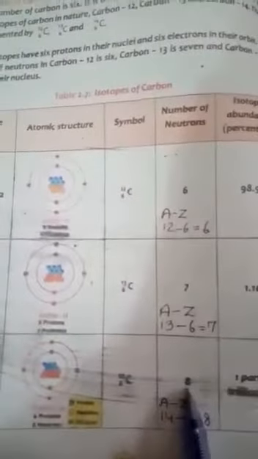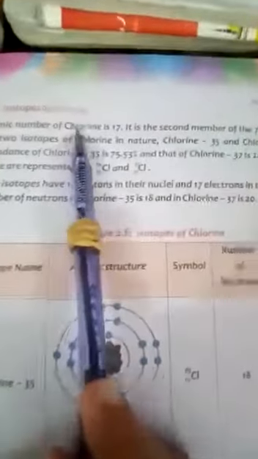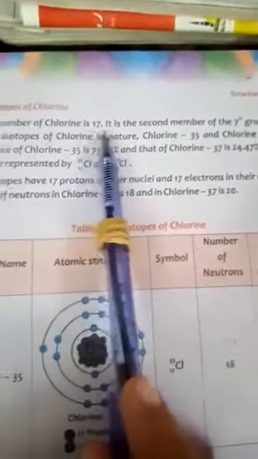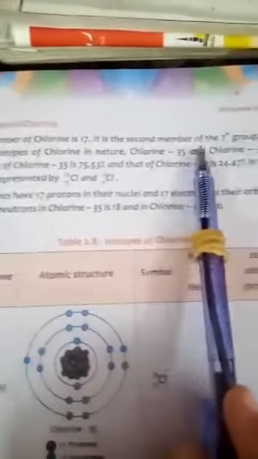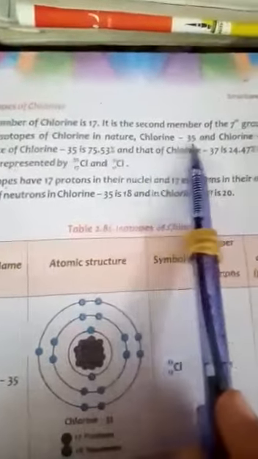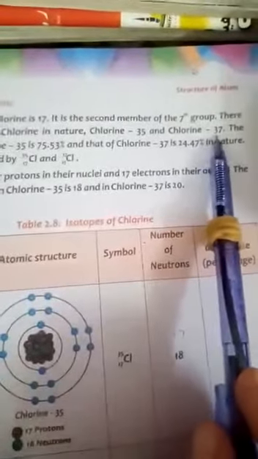So we say that in carbon 12 there are 6 neutrons, in carbon 13 there are 7 neutrons, and in carbon 14 there are 8 neutrons. Next is isotopes of chlorine. Atomic number of chlorine is 17. It is the second member of 7th group. There are 2 isotopes of chlorine in nature, chlorine 35 and chlorine 37.